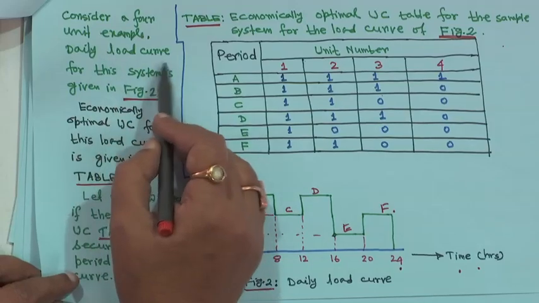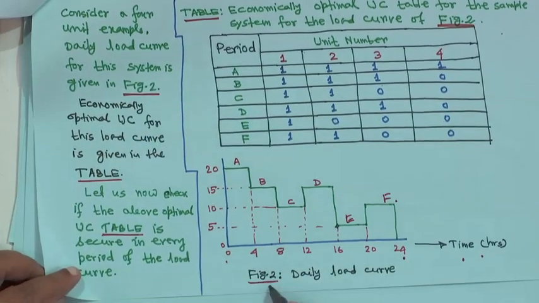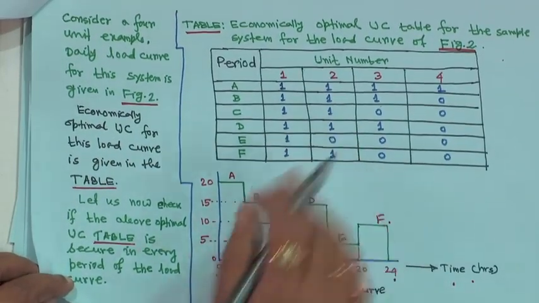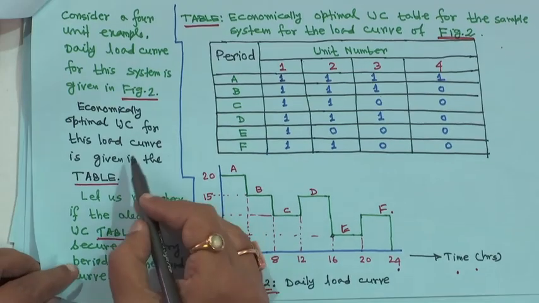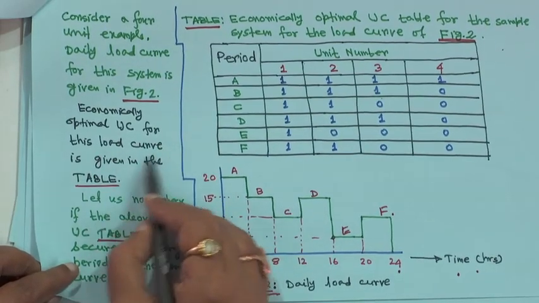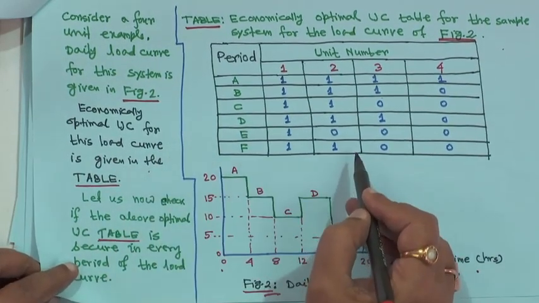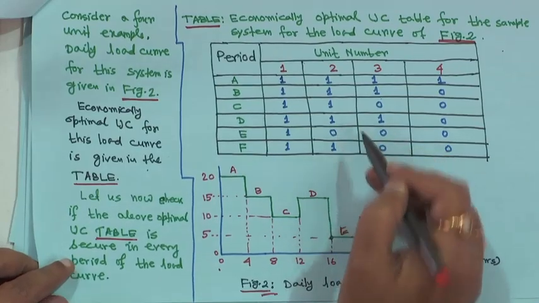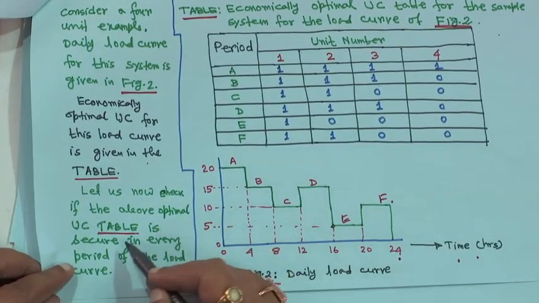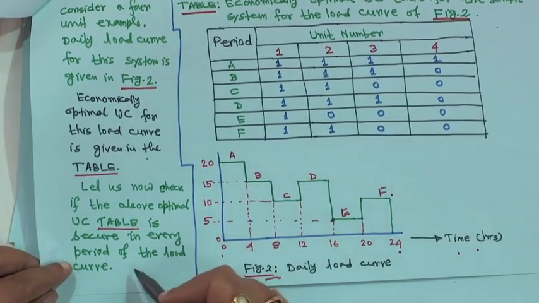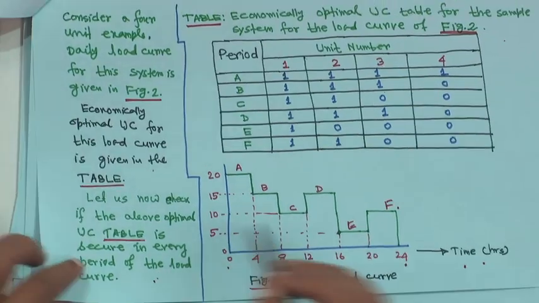Now everything is written here. Consider a 4 unit example with the daily load curve for this system given in figure 2. This is figure 2 and this is the table. The economically optimal unit commitment table for this load curve is given in this table. Let us now check whether the above optimal unit commitment table is secure in every period of the load curve.